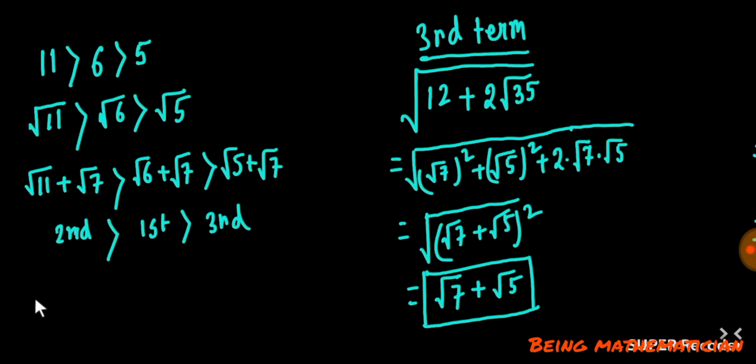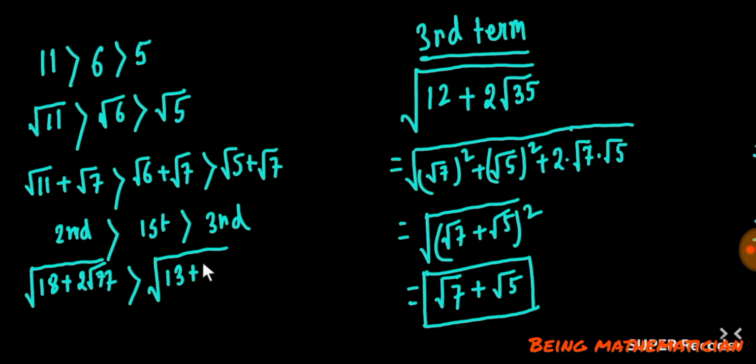So finally we can arrange the given terms like this: root over 18 plus 2 root 77 is greater than root over 13 plus 2 root 42 is greater than root over 12 plus 2 root 35.